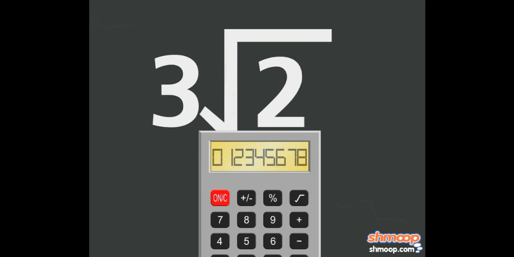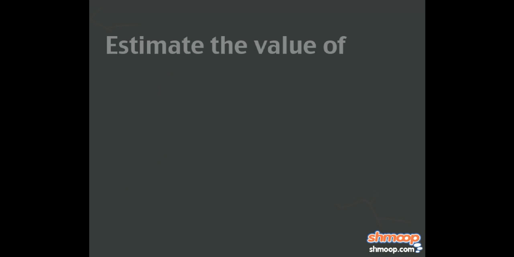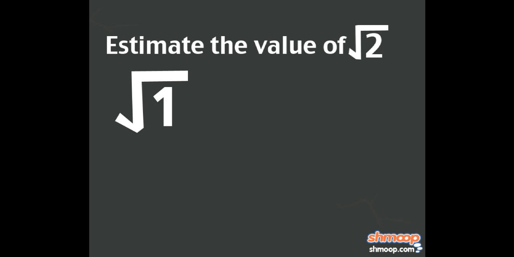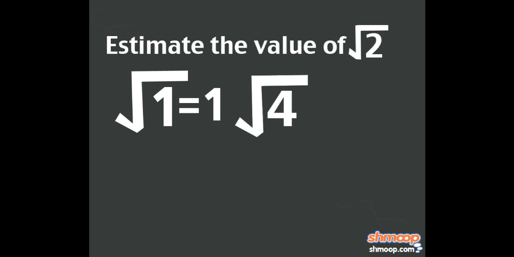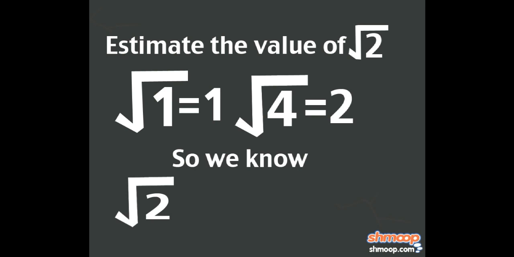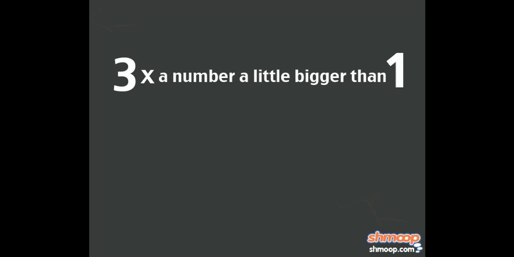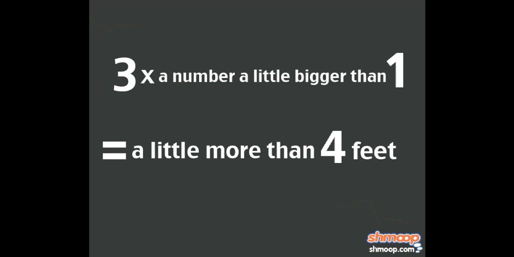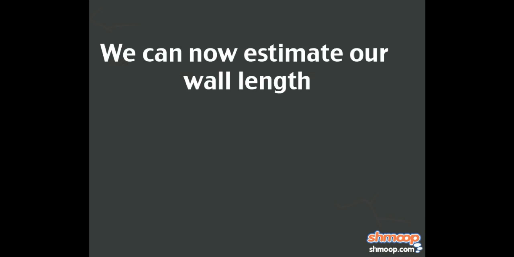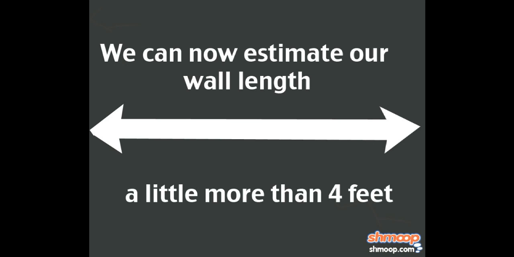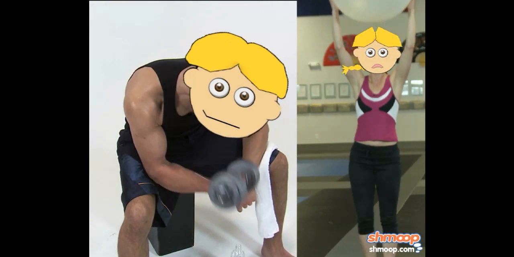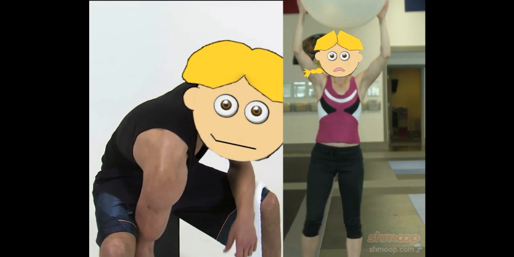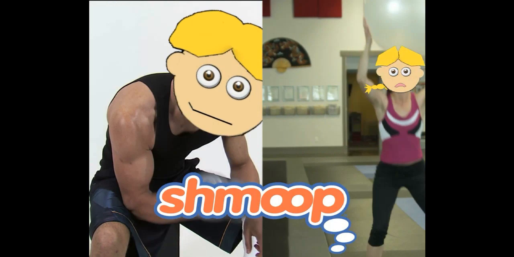We can't know the exact amount because of that darn no calculators rule. But we can estimate the value of the square root of 2. We know that the square root of 1 is 1, and the square root of 4 is 2. So we know that the square root of 2 must be a little bigger than 1. 3 times a number a little bigger than 1 is a little more than 4 feet. We can now estimate our wall length, which is a little more than 4 feet. Terrific. Now Hansel and Gretel can break free and head directly to a Weight Watchers meeting. Calculator!